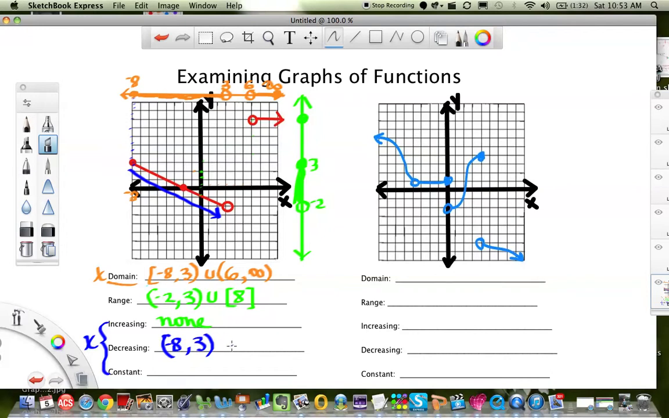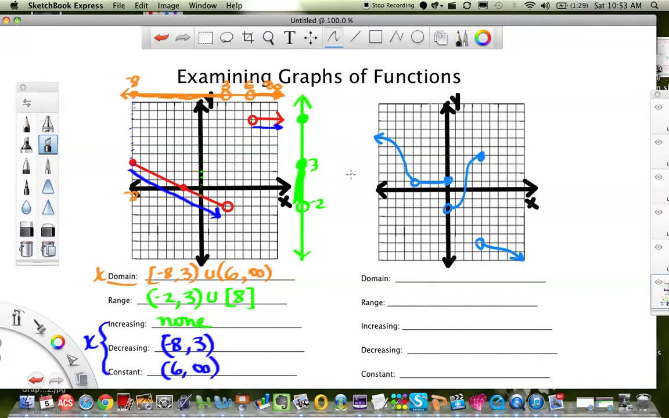So always use open brackets. And then that's the only place it's decreasing. And then where is it constant? It's constant along this interval right here. So I know that from 6 to infinity, it's constant.